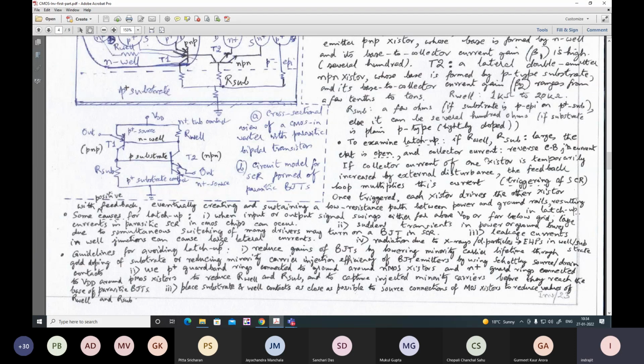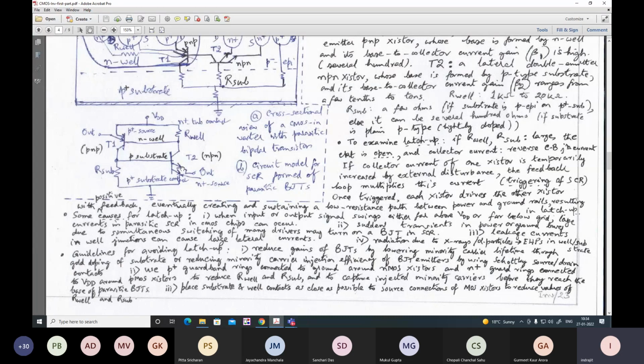So what we have written here, to examine the latch up: R well and R substrate are large. Nominally it is quite large. The circuit is open, that means neither T1 nor T2 is conducting. And the collector current is just restricted to the reverse bias current, that means the collector base junction, the reverse biased PN junction.